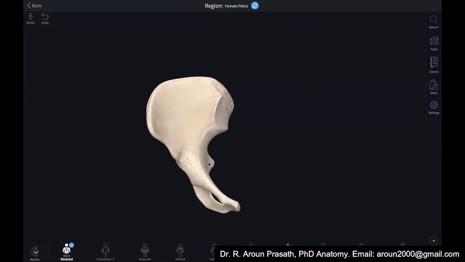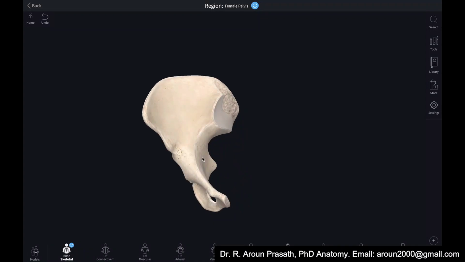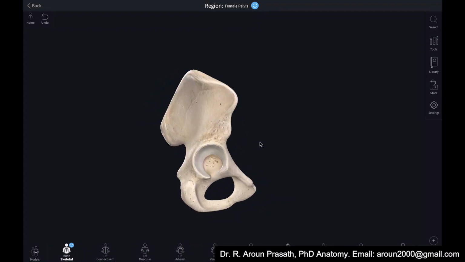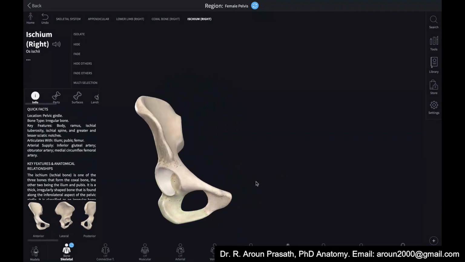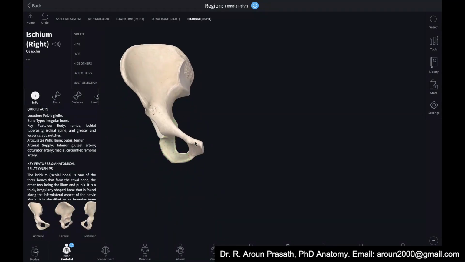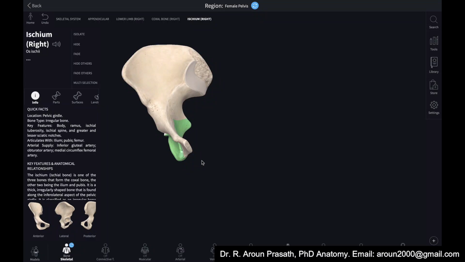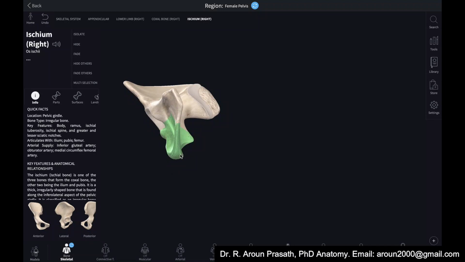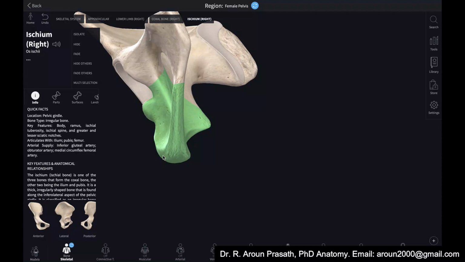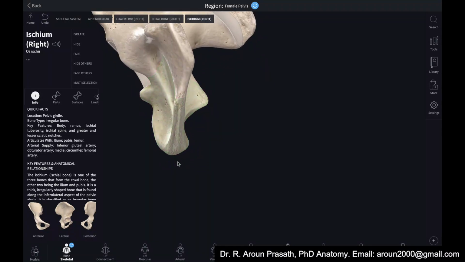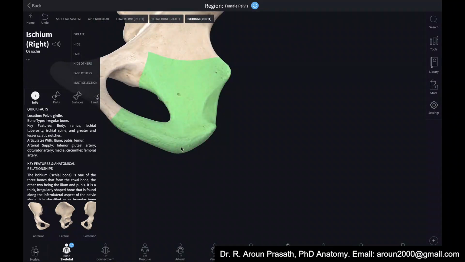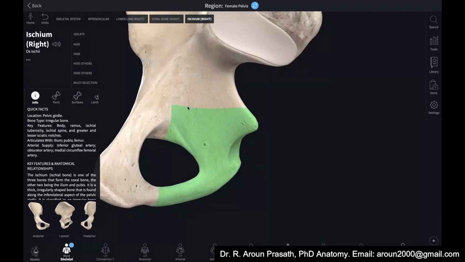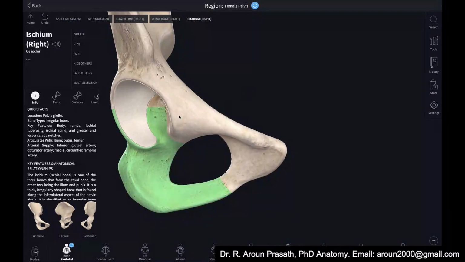Okay, now let's go to the next bone, the ischium. This ischium is the bone which you land on during sitting posture. For example, whenever you sit, this prominence is called the ischial tuberosity. This is the place where the hamstring muscles insert. So this part of the bone is called the ischium.